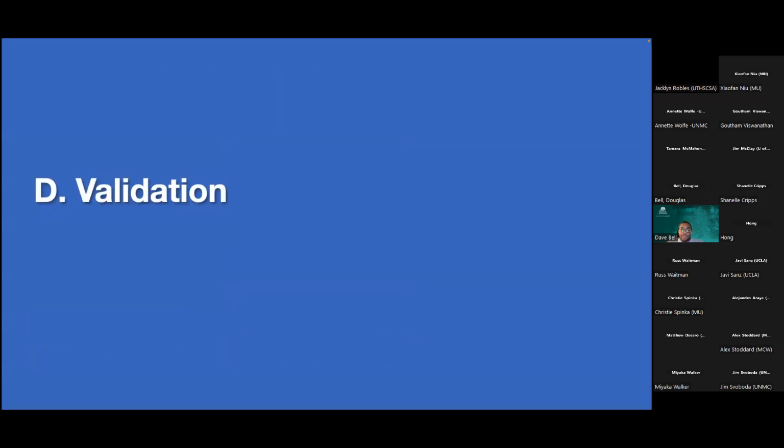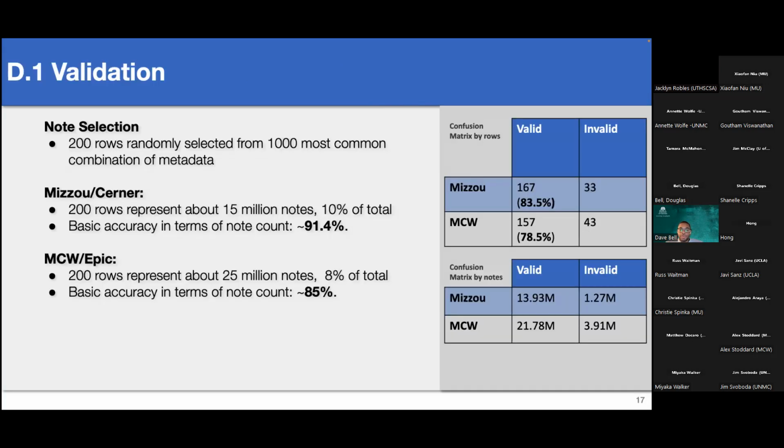Now on to the validation, which is what should be new to most of you. To validate our program's performance, we took a random sample of 200 rows from our top 1,000 sets of metadata. That was arbitrary, but it did give us a decent sample size to pick from. Using the number of nodes, Mizzou was able to get about 91.4% accuracy on 10% of their nodes, while MCW was able to get about 85% on 8% of their nodes. And we do have that broken down by rows versus nodes on the right-hand side. If you'd like to look at this later, you can.